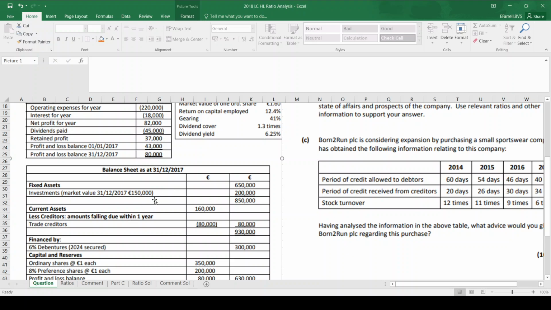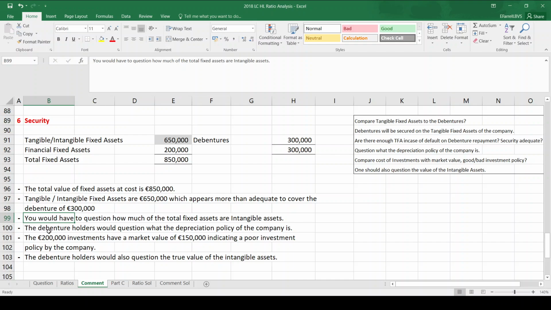The investments cost 200,000, but the market value is 150, so they've gone down by 50 grand. They paid 200,000 for them, and they're only worth 150 at the moment, so we need to comment on that. The 200,000 investments have a market value of 150, indicating a poor investment policy by the company. The debenture holders would also question the true value of intangible assets, as I was saying earlier. We don't know anything about those intangible assets, so it's just a sentence we put in.